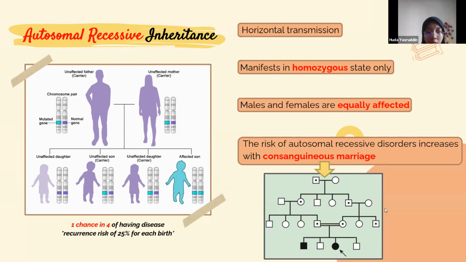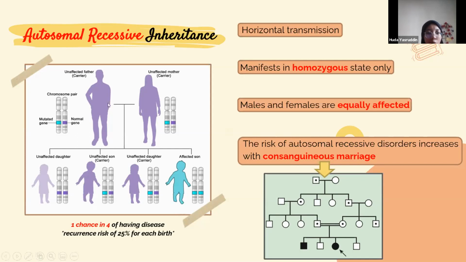Okay, so it is said that when a father and mother who are both carriers marry, they will produce a child who may have a 25% risk of getting the disease. Usually this autosomal recessive inheritance is in horizontal transmission. Horizontal means that it is the carrier with the carrier.